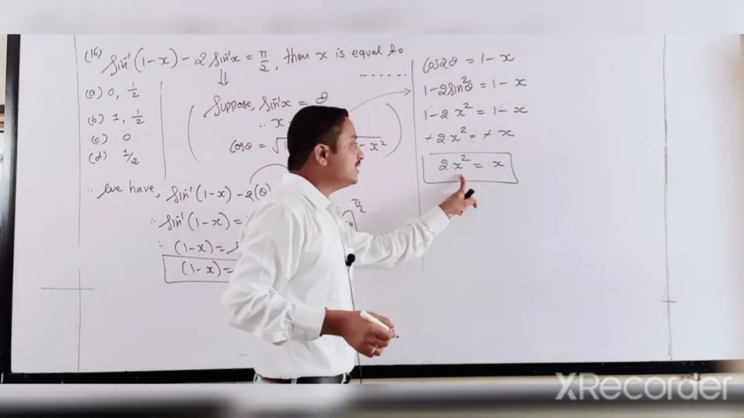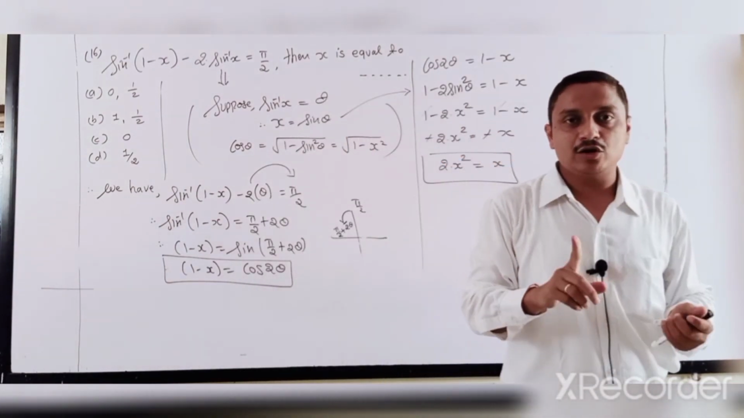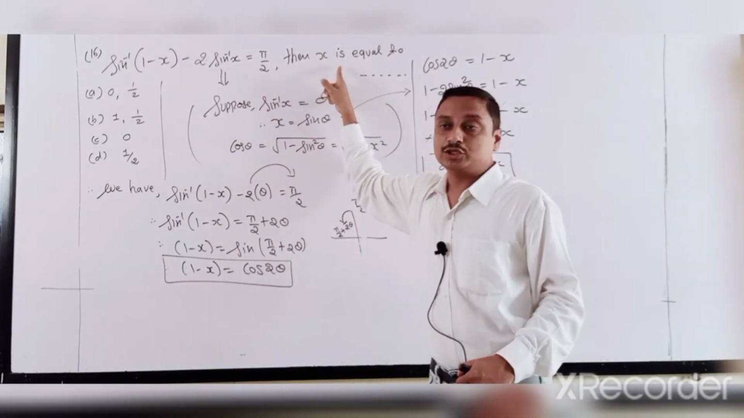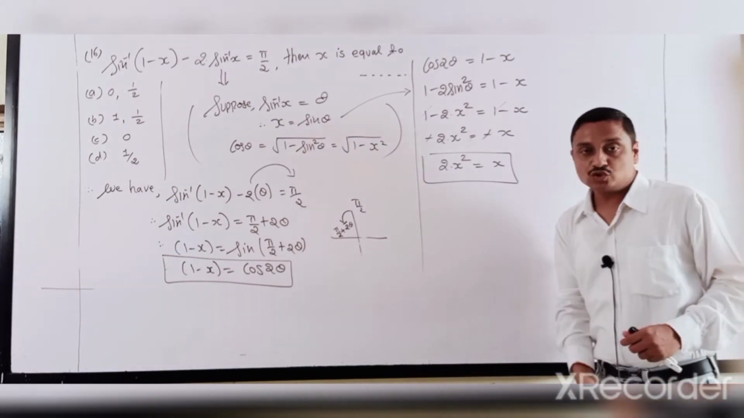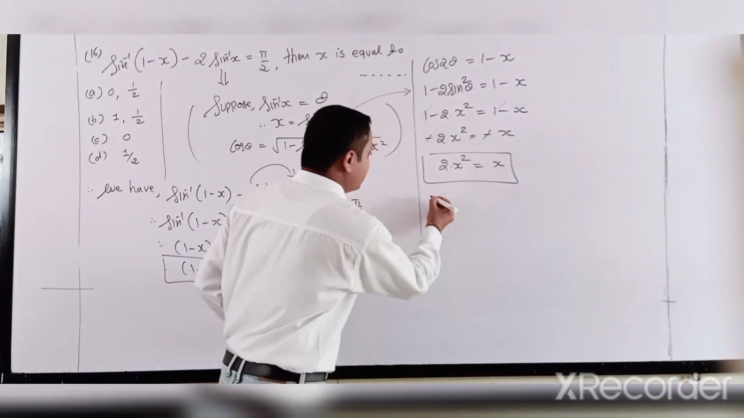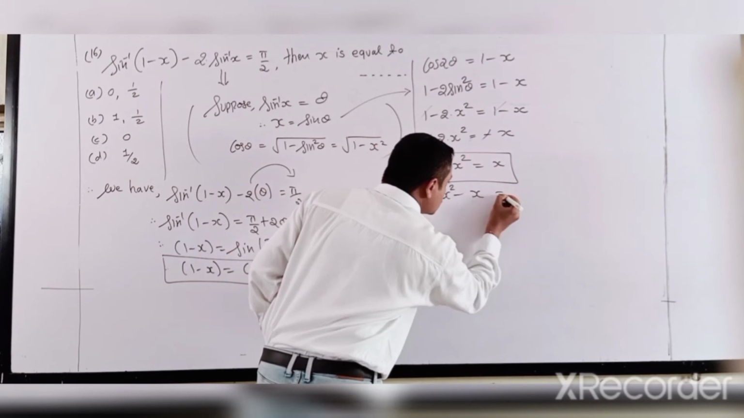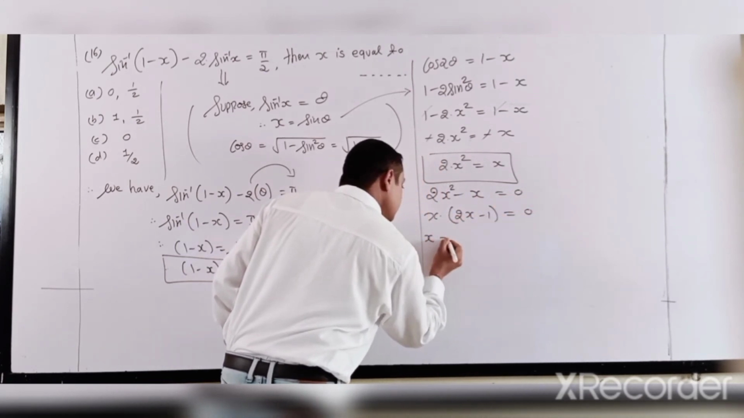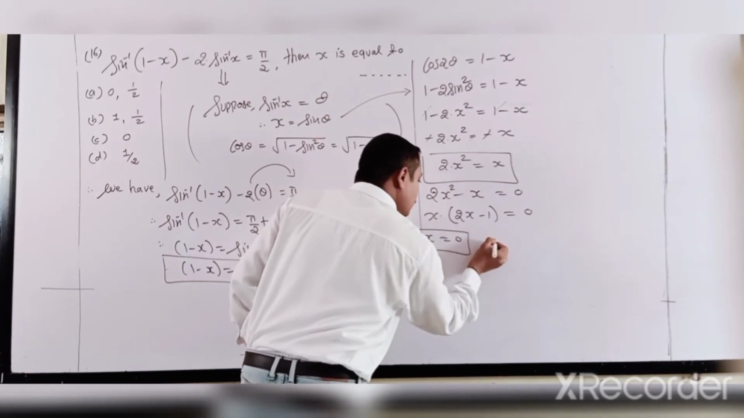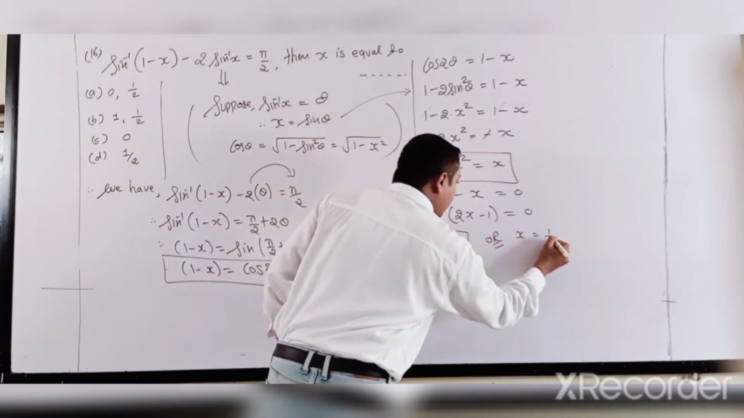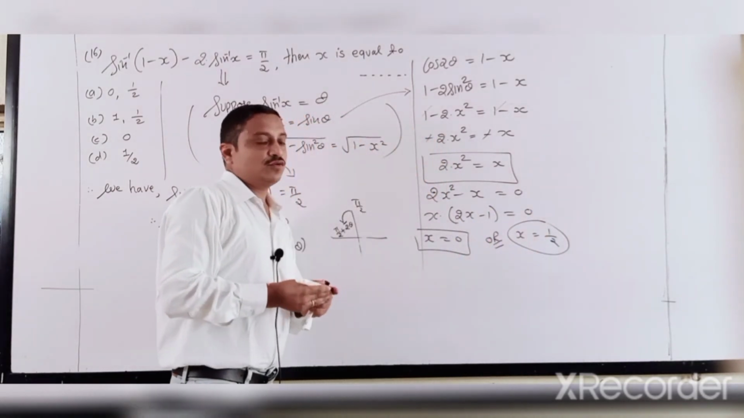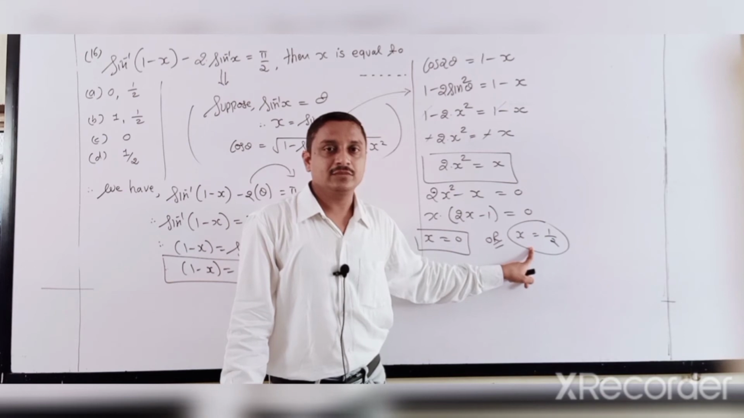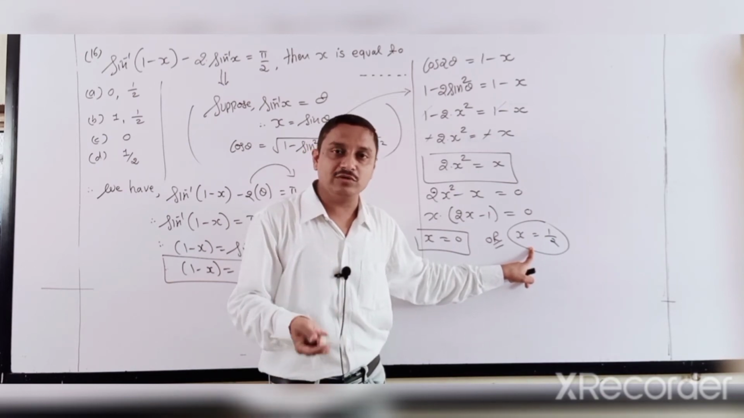Now students, you must not cancel the x value, because x is already a quotient. So you never cut the x value. How many possible values are available here? Minus x, taking common, 2x minus 1. Look at that, there are two answers: one is 0, otherwise one half. If you cut x here, surely your answer is half only. But I am getting the maximum possible values.